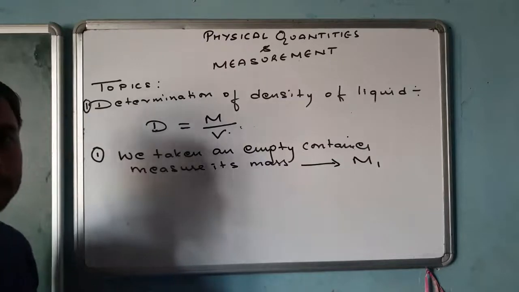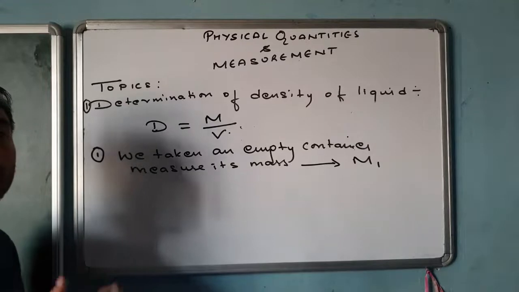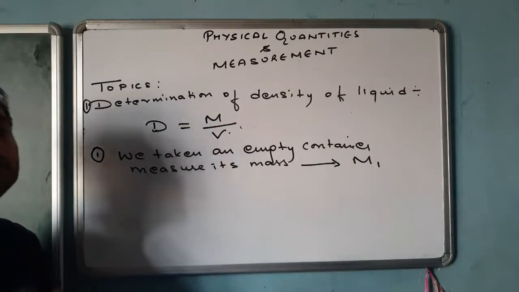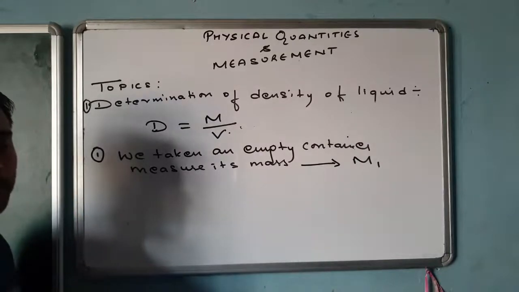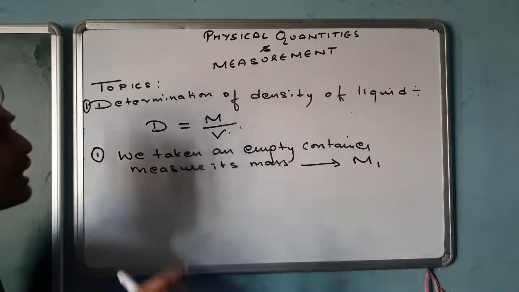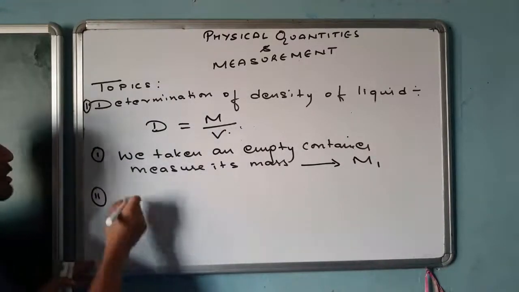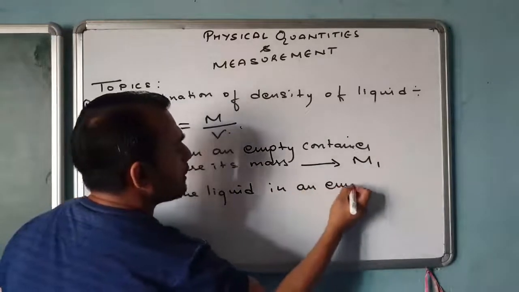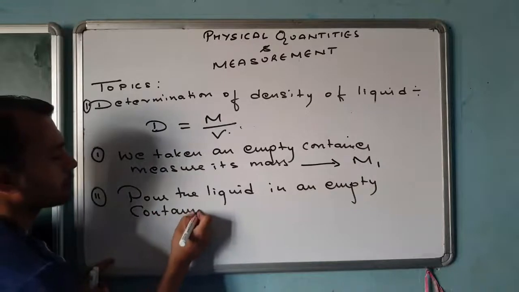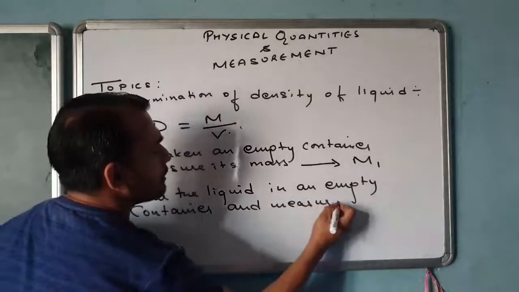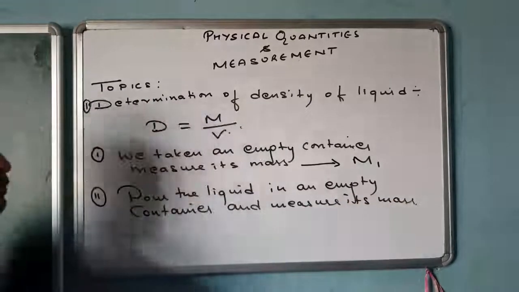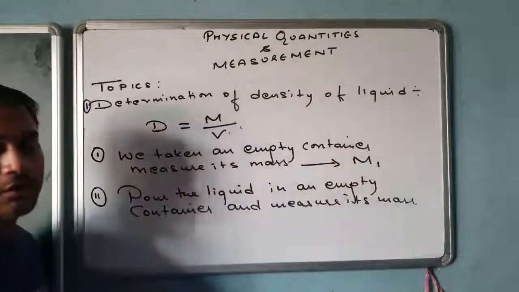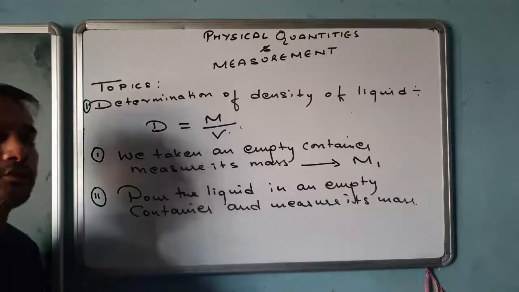Then we pour a certain volume of the liquid, whose density is to be determined, into this empty container. Once this container is filled with the liquid, again we measure the mass. Number two, we pour the liquid in the empty container and measure its mass. So initially we took one empty container, measured its mass and labeled that mass as M1. In the next step, we fill that container with the liquid.